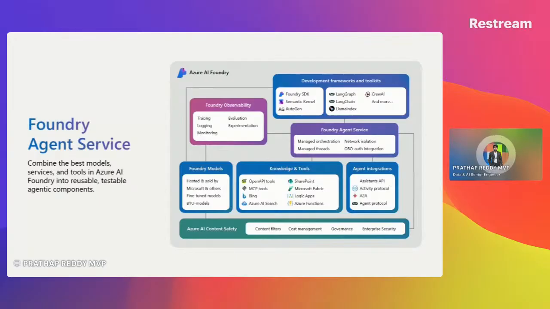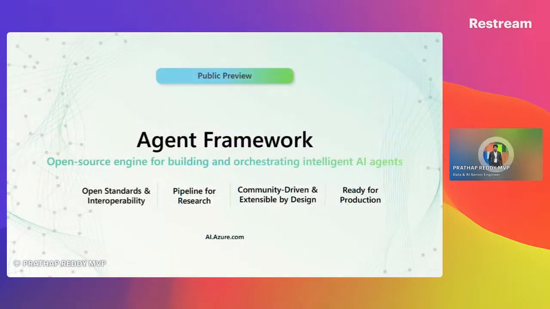These are some of the Azure AI Content Safety features. And that's why this Agent Framework is an open source engine for building and orchestrating intelligent AI agents. It has open standards and interoperability, a pipeline for research and community-driven extensibility, and a design that is ready for production. So these are the main key pillars for this Agent Framework.